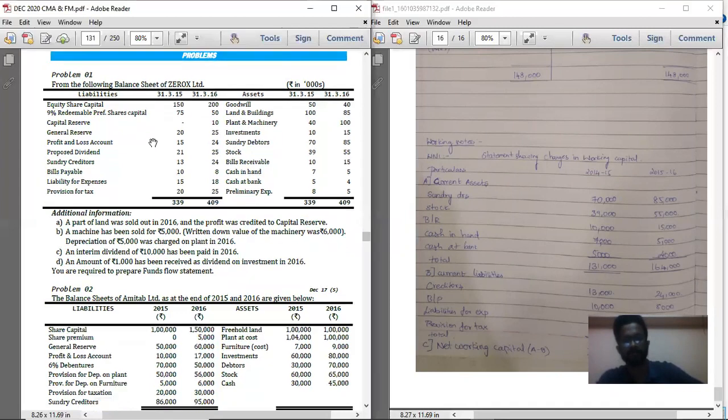Next, total current assets. 70,000 plus 39,000 plus 10,000 plus 7,000 plus 5,000, you are getting 1,31,000. Underline it. And total the 2015-16 column: 85,000 plus 55,000 plus 15,000 plus 5,000 plus 4,000, you are getting 1,64,000. So the total current assets are 1,31,000 for 2014-15 and 1,64,000 for 2015-16.